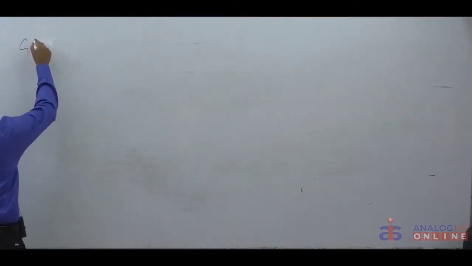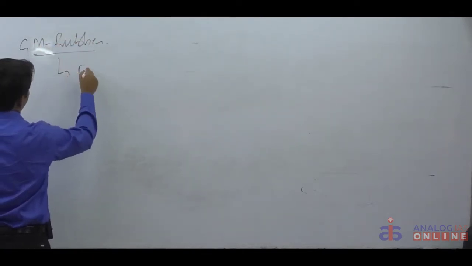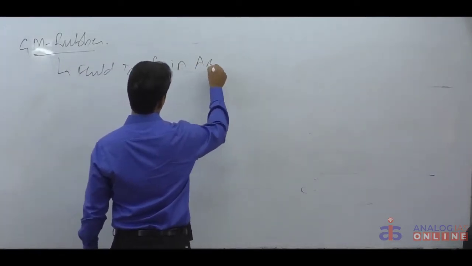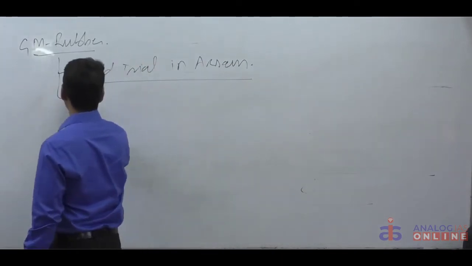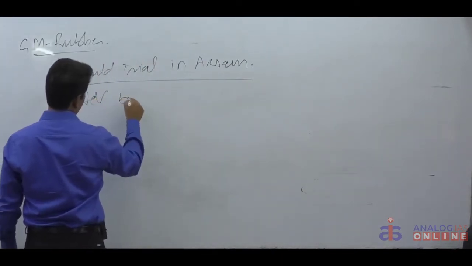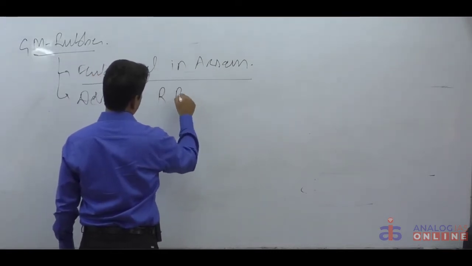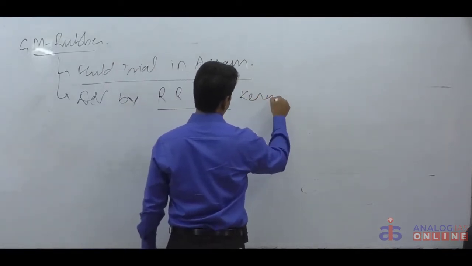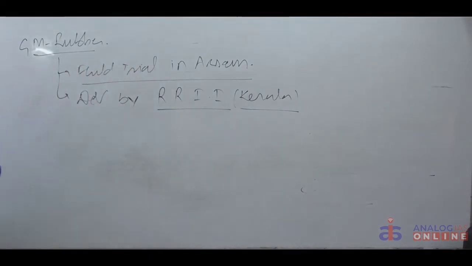So GM rubber: field trial in Assam. Developed by the Rubber Research Institute of India, Kerala. And developed long back. It's not like a recent news. They developed it in Kerala.